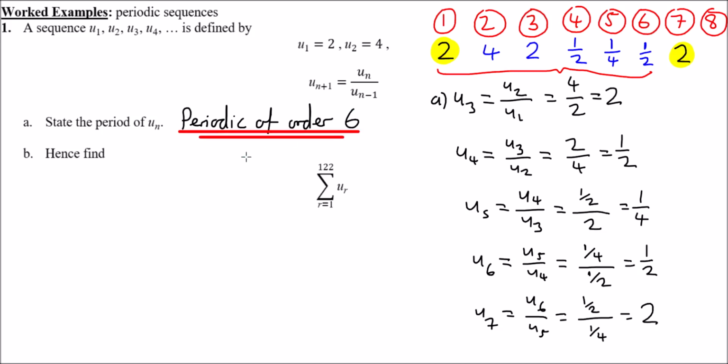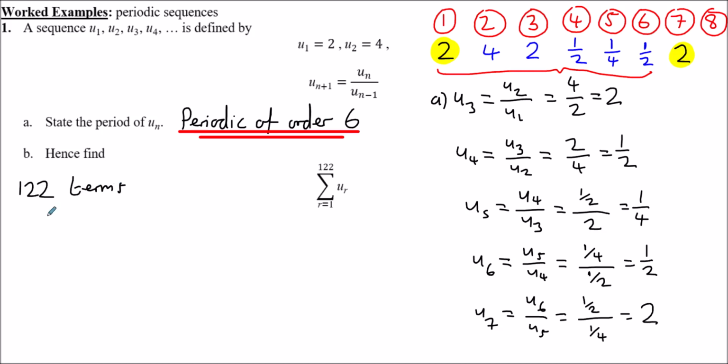So, keyword here is "hence." Hence means we can use the previous part, A, to help us with this. So we're summing this sequence over 122 terms. So for part B, 122 terms, think of it in terms of this period.